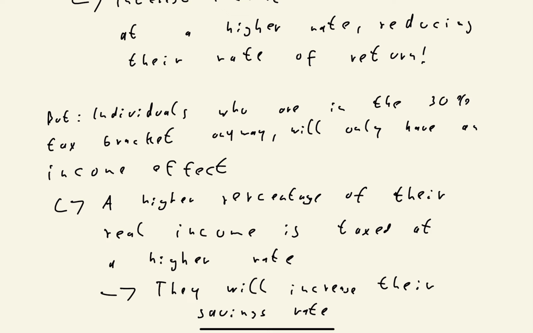For those types of individuals who are anyway in the highest tax bracket, there is no change in relative prices. So for them, the relative price of consumption in the future compared to consumption in the present does not change. The only thing which changes is their real income, and hence there is an income effect which will make them increase their savings rate in order to be able to meet some kind of high standard in the future.